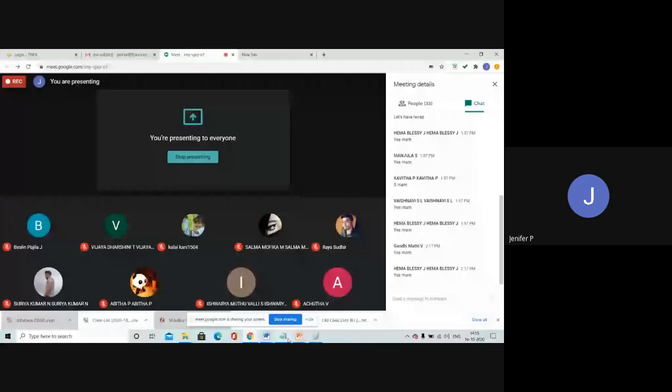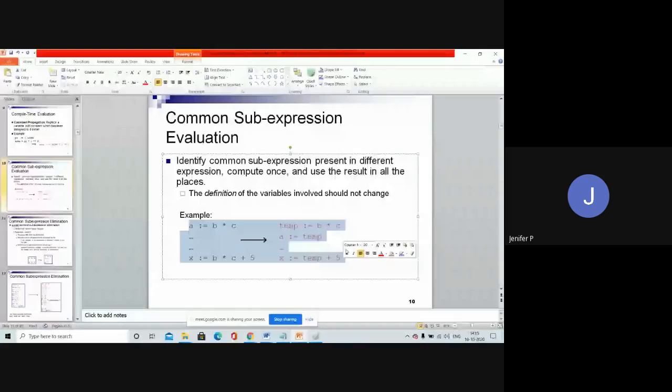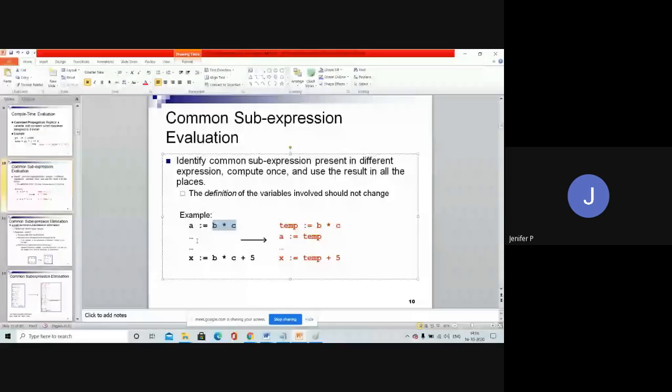And the next one is common sub-expression elimination. Again, from the name itself, you can define it: expressions or sub-expressions that are common can be evaluated once and combined together. So see this example, A is equal to B into C, and after some other line, you have X is equal to B into C. Here also B into C. Consider that between A and X, there is no re-evaluation of B and C.